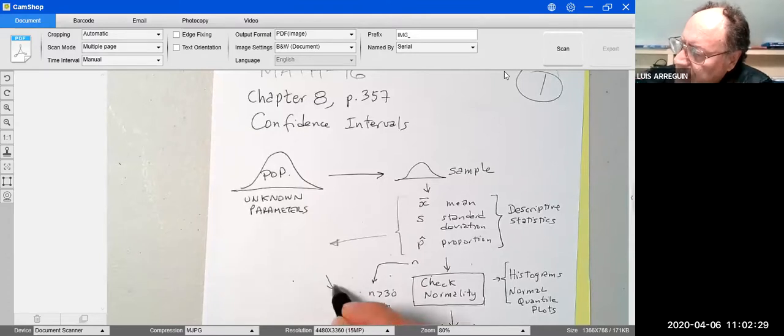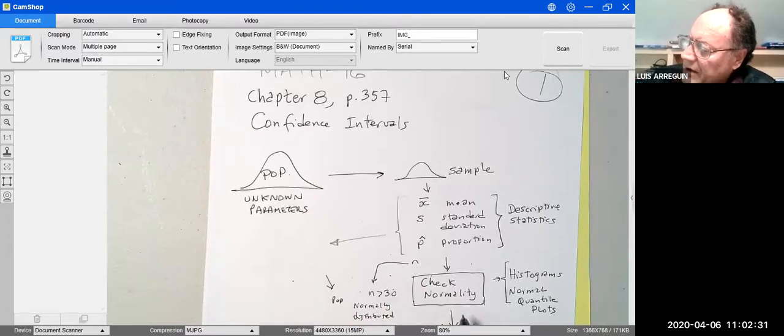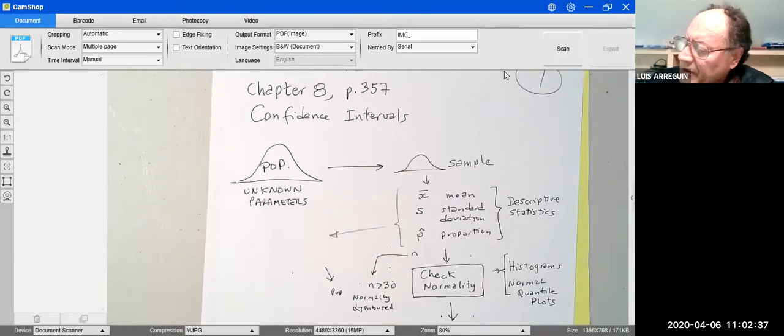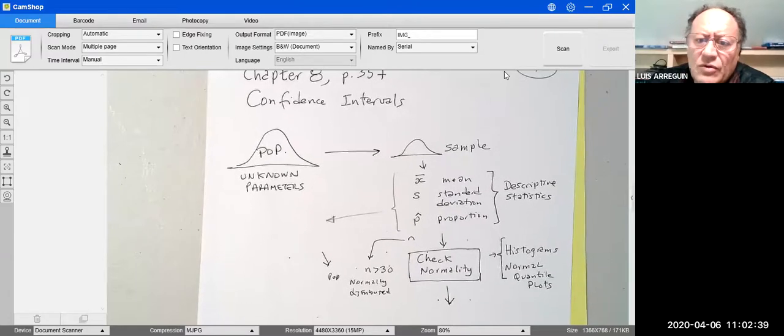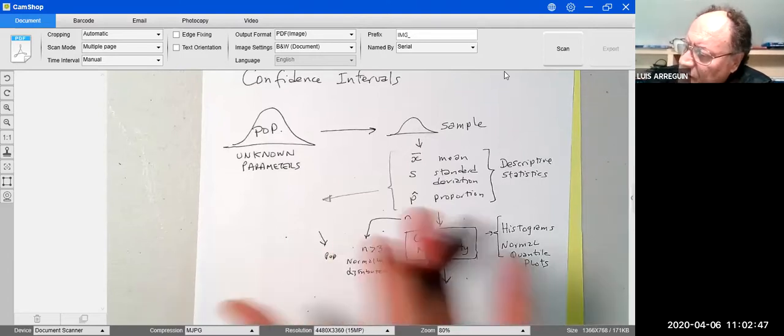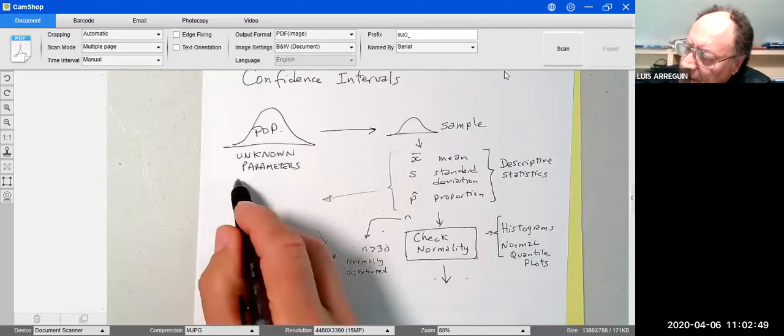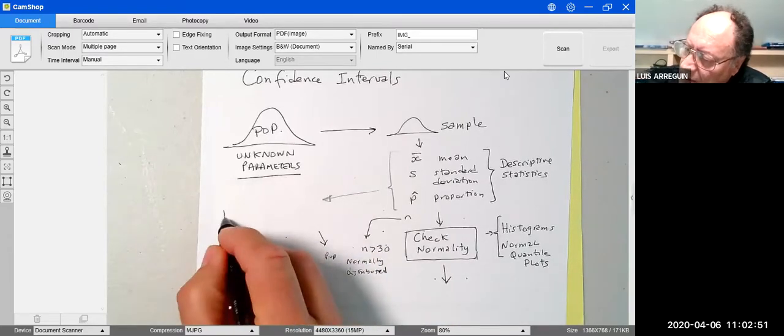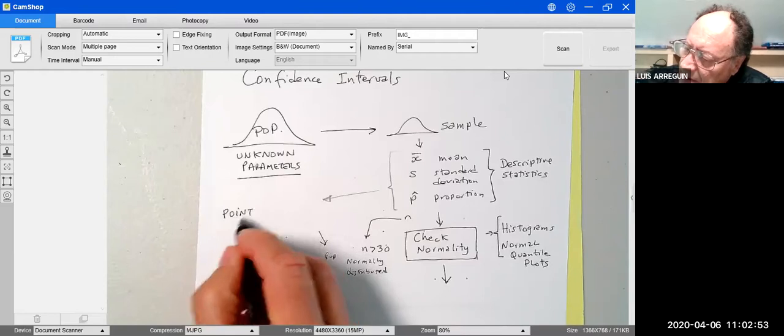So once you check normality, and to do that we have histograms, or we can use the normal quantile plots that we learned in a previous lecture, then you're going to be able to proceed with the next steps. So what is the purpose of doing this? We want to know about the parameters. So we're going to need point estimates.